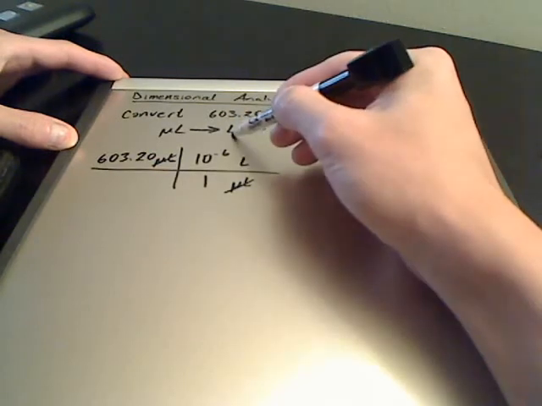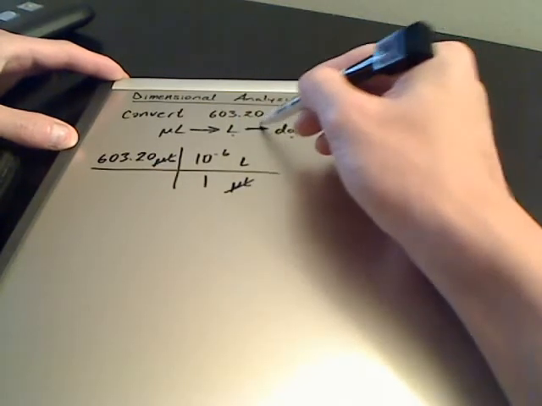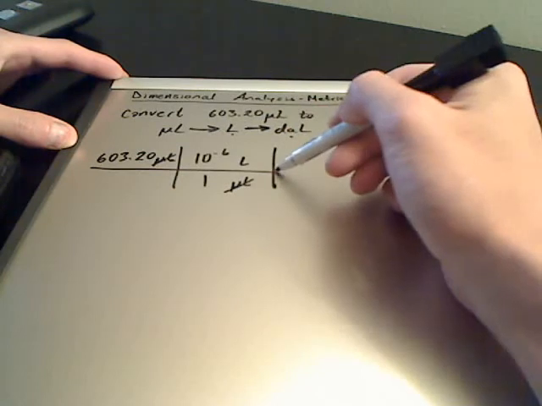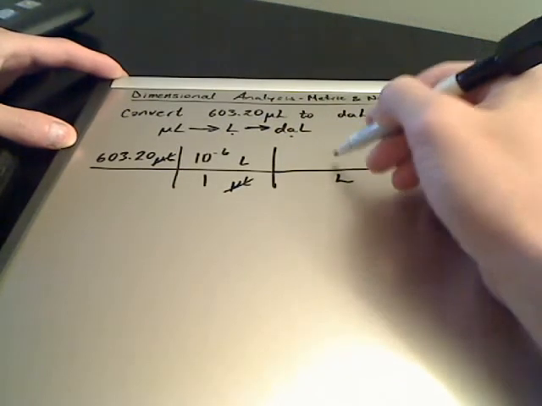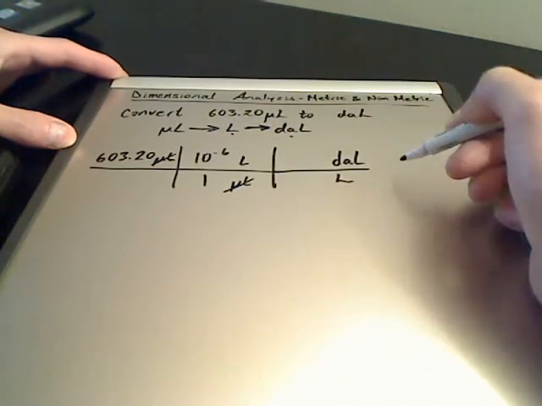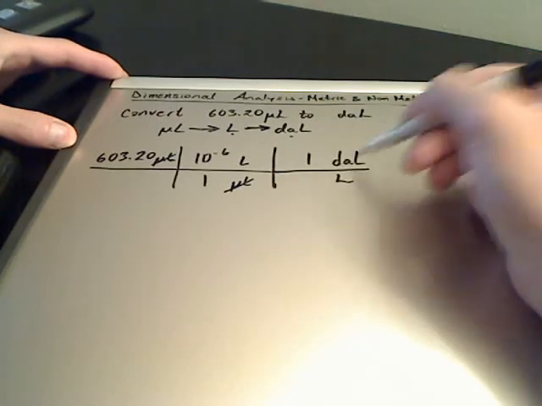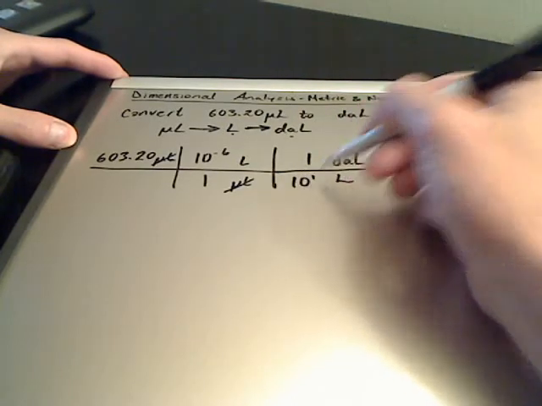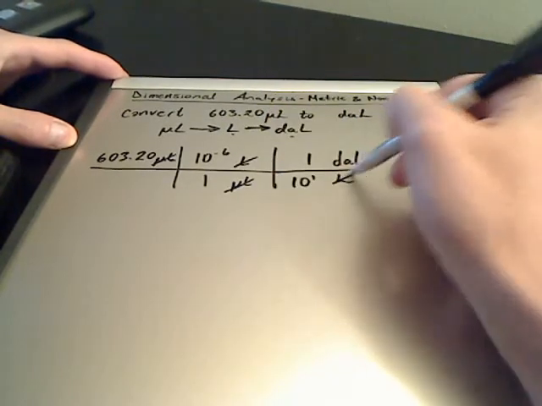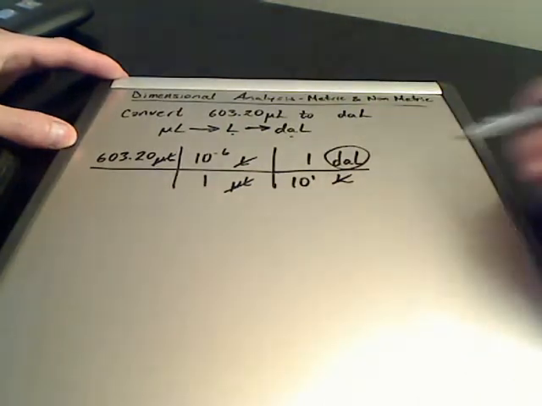We need to do one more conversion, go from liters to decaliters, which is this step right here. The way I do that is cancel out the liters, put it down here, put decaliters up here. This gets the 1 now because as a prefix, deca is 10 to the first. You'll see that the liters now cancel out. I'm left with decaliters, which is what I want.